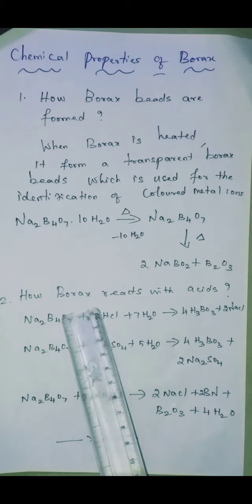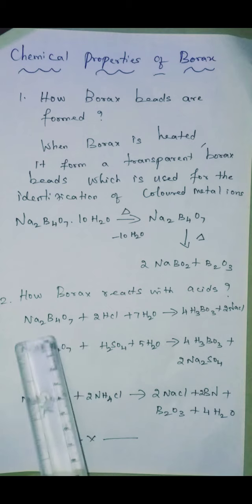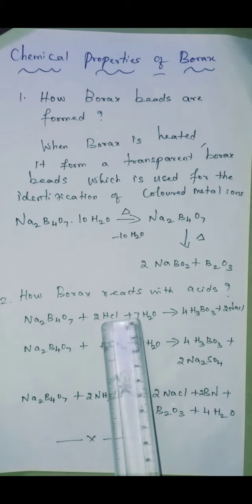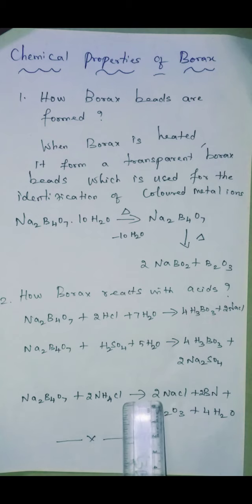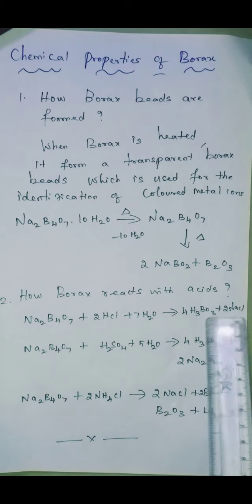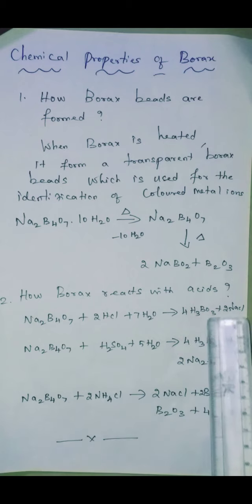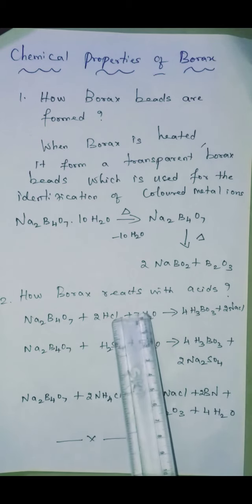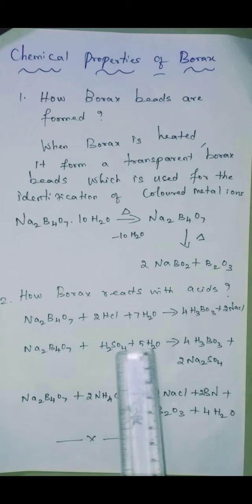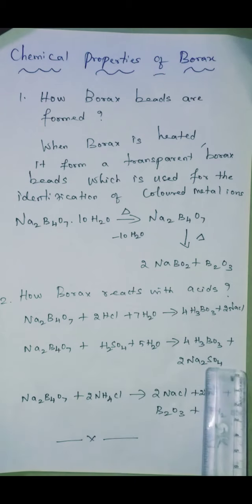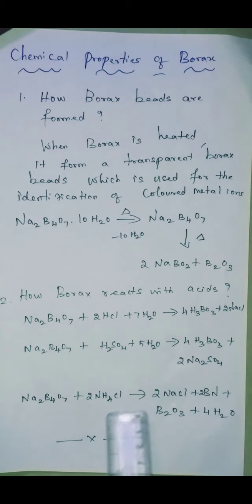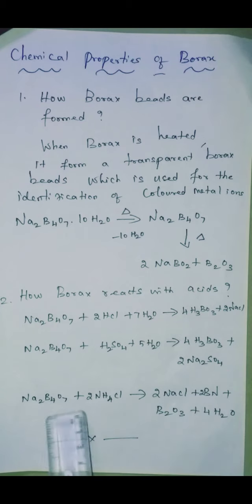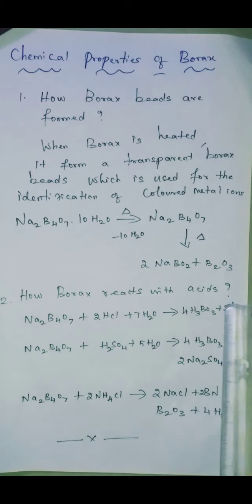Next, the second question: how borax reacts with acids. Borax is treated with HCl, H2SO4, and ammonium chloride. With hydrochloric acid, it forms boric acid and NaCl. With sulfuric acid also, it forms boric acid and sodium sulfate, where the Na and SO4 form sodium sulfate. Then how borax reacts with ammonium chloride: it forms NaCl, and the B and N form boron nitride, plus B2O3 and H2O. So this is also an important one, how borax reacts with acid.